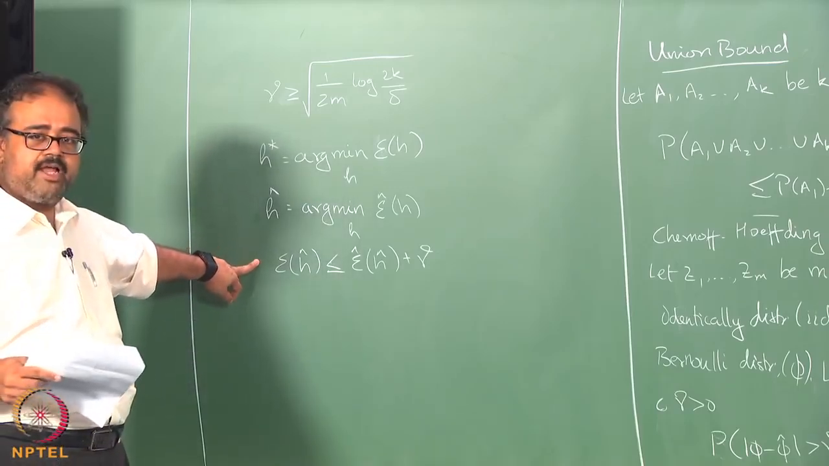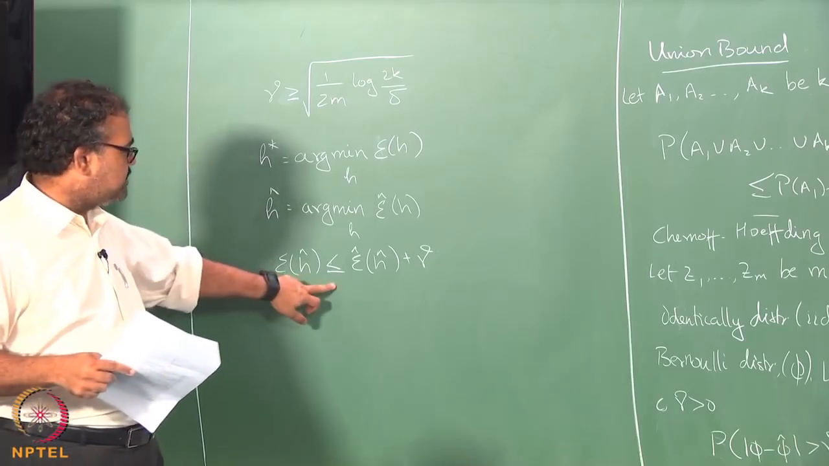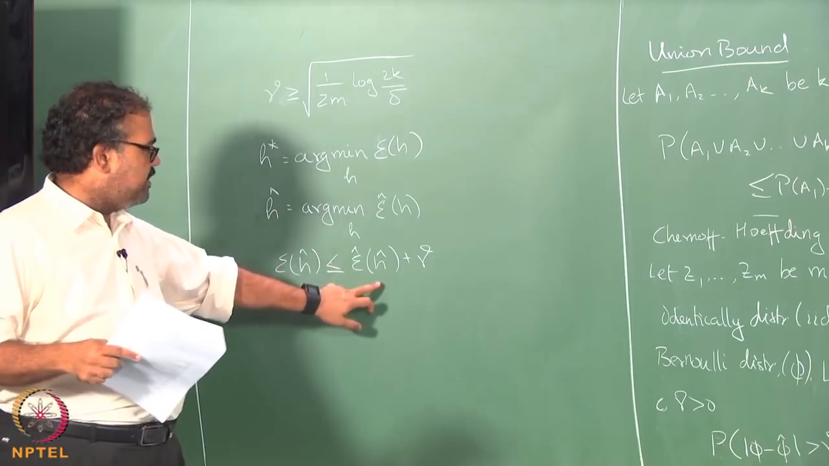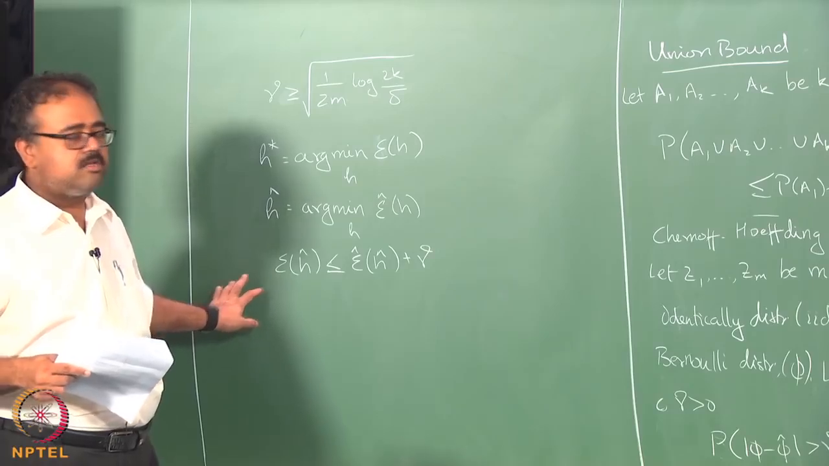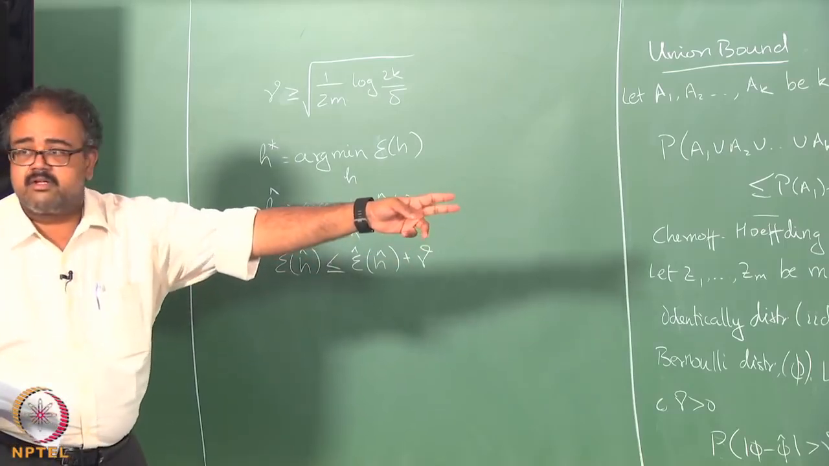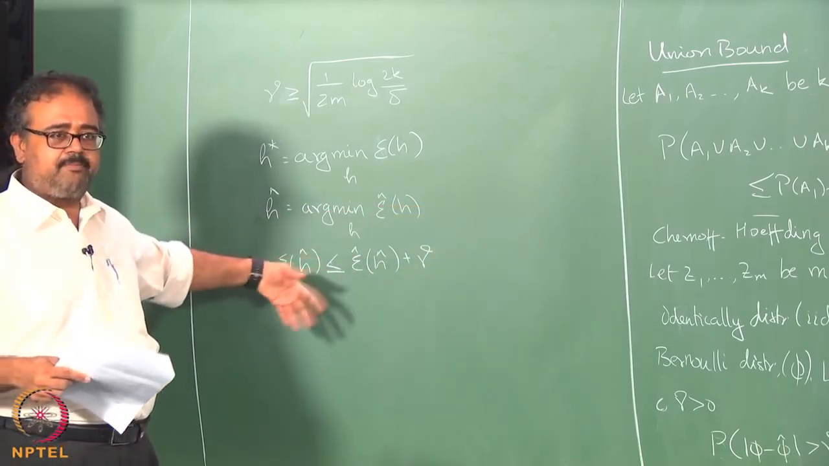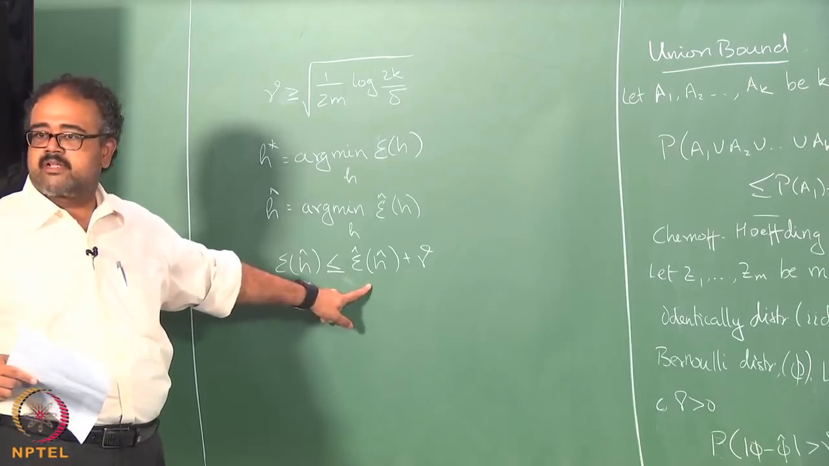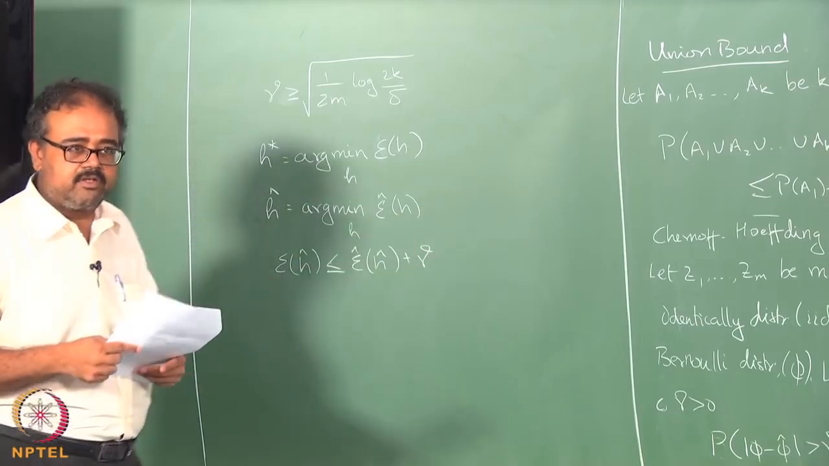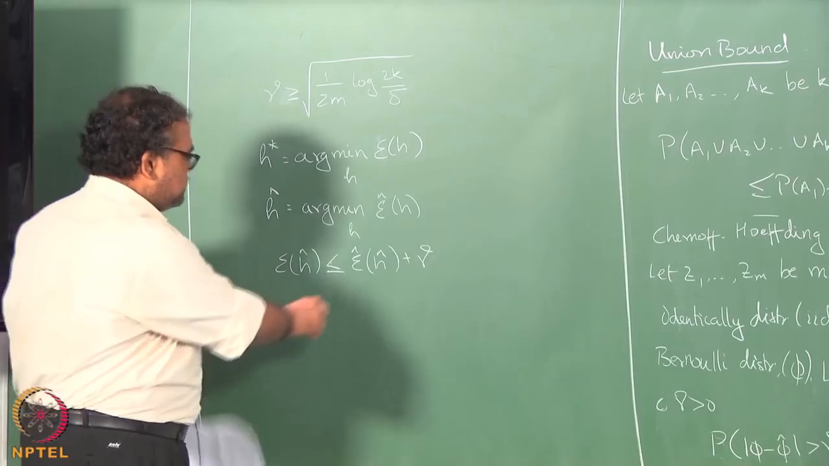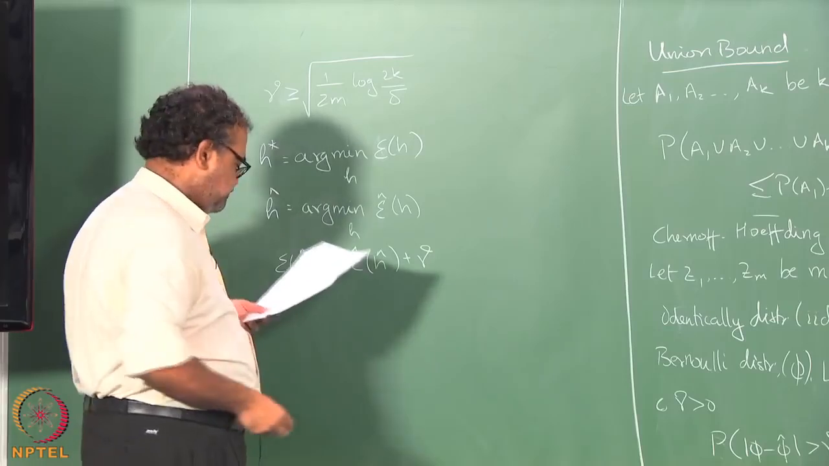So, epsilon of H hat is less than or equal to epsilon hat of H hat plus gamma. Why is this true? Because of whatever we have shown all the while. I have taken enough samples M, so I can say that with some probability, 1 minus delta, this event will hold, because of my uniform convergence. The epsilon hat will be gamma close to the true error epsilon.